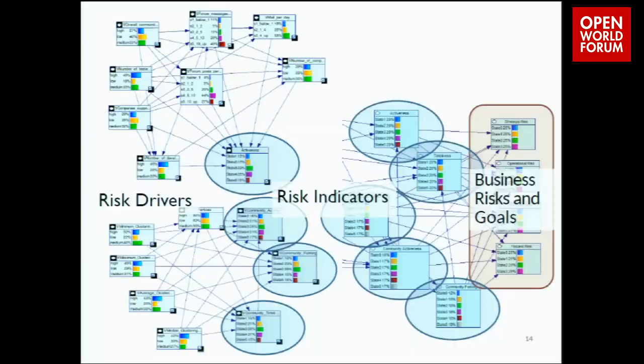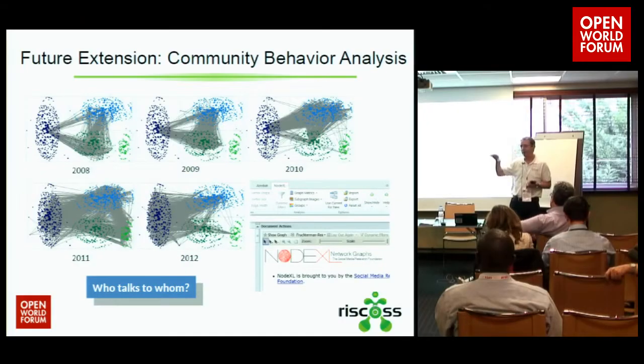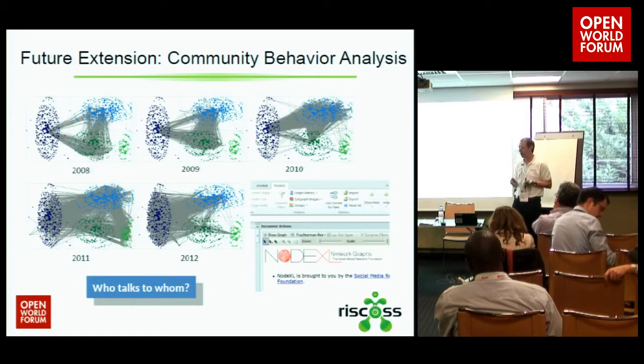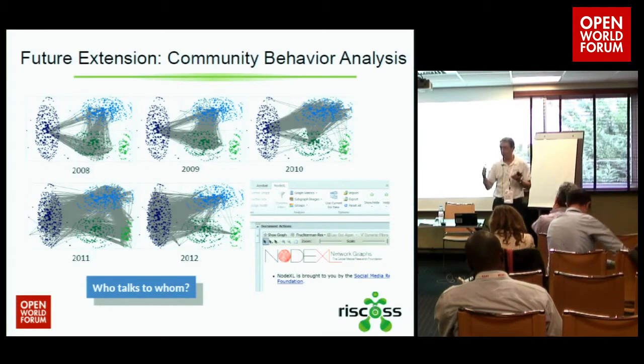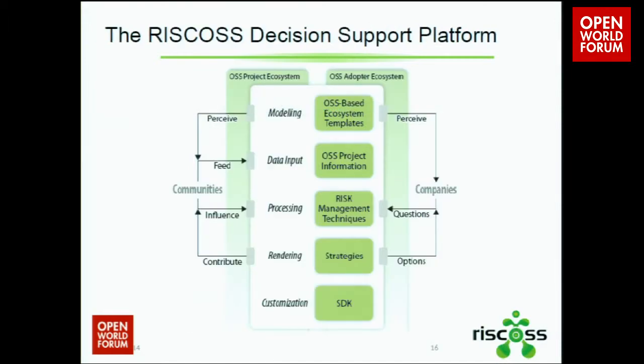So we use this methodology to create it. I forgot about the methodology. The future extension of the methodology is to really dig into the social networks. We already have some of the tools, you can check out Node.xl. We already have the tools, and we're trying to find out how we can dig out all the data from the social networks in order to understand how the whole community is working or behaving, in order to apply the risk driver, risk indicator, business goals sequence.